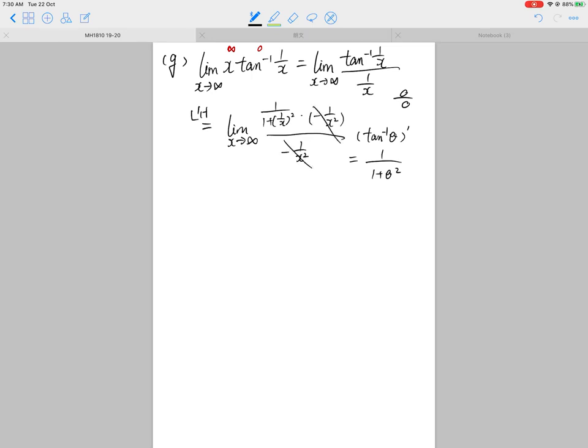So these two cancel out. It's just the limit of this. So this part is 0, then the result is 1.